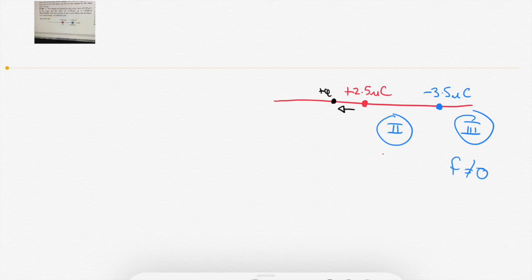Right, so the next thing we're going to do, now let me just remove some of this stuff here. The next thing we're going to do is try and make an equation.